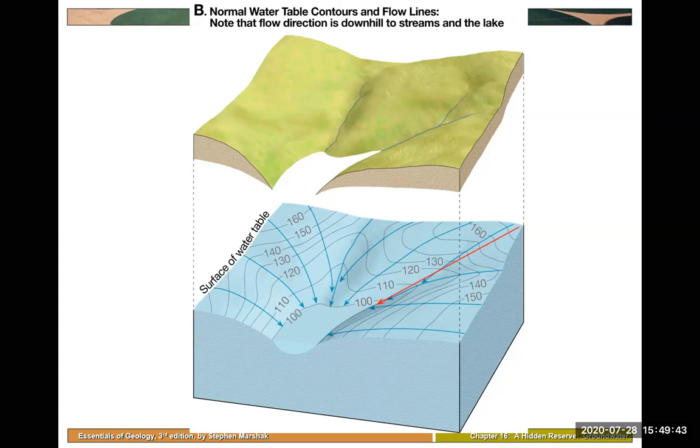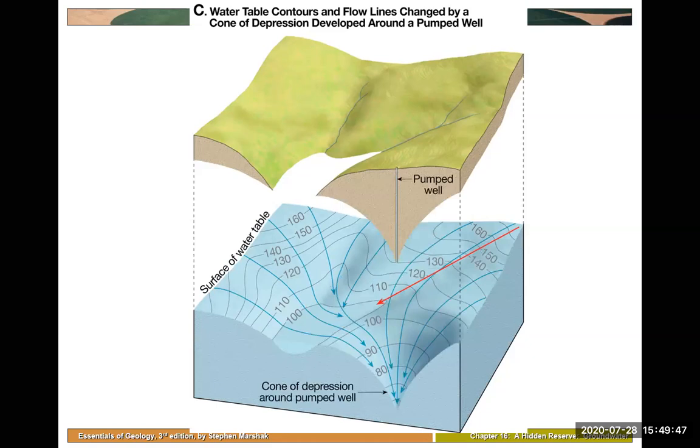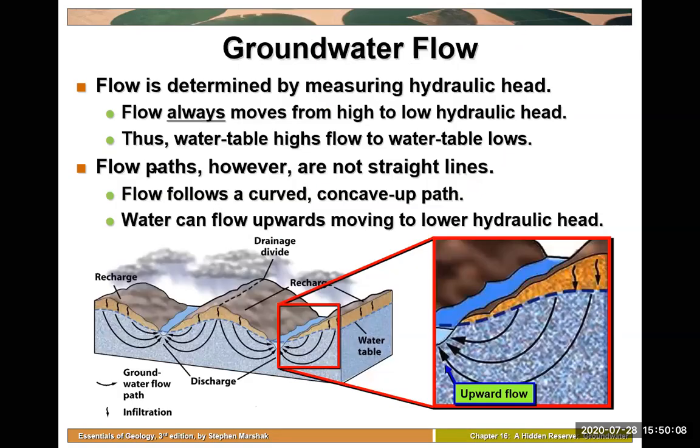As you see here, if I dig a well here, to the right, the well also shows that a cone of depression forms, and these numbers go down, and basically the flow line is also toward the area where the cone of depression is forming. So to put this all together, again, flow is determined by measuring hydraulic head.